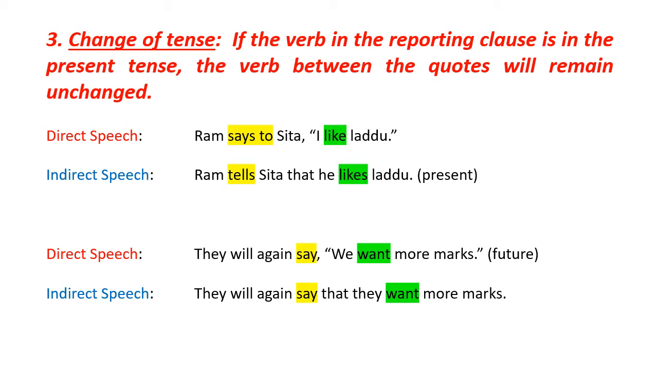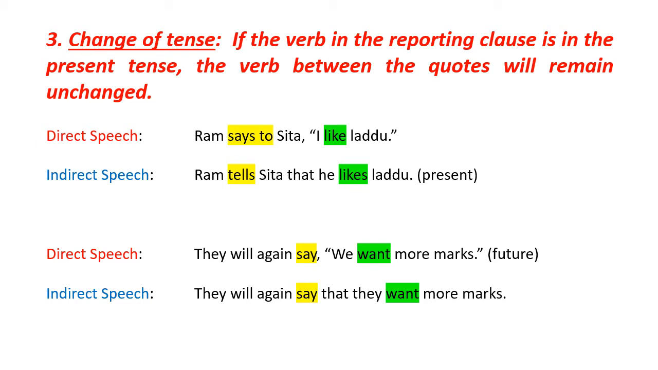Third one, change of tense. If the verb in the reporting clause is in the present tense, the verb between the quotes will remain unchanged. Observe this once again. If the verb in the reporting clause is in the present tense, the verb between the quotes will remain unchanged. That means if the reporting verb is in the present tense, the reported verb will not change. We'll see the examples.